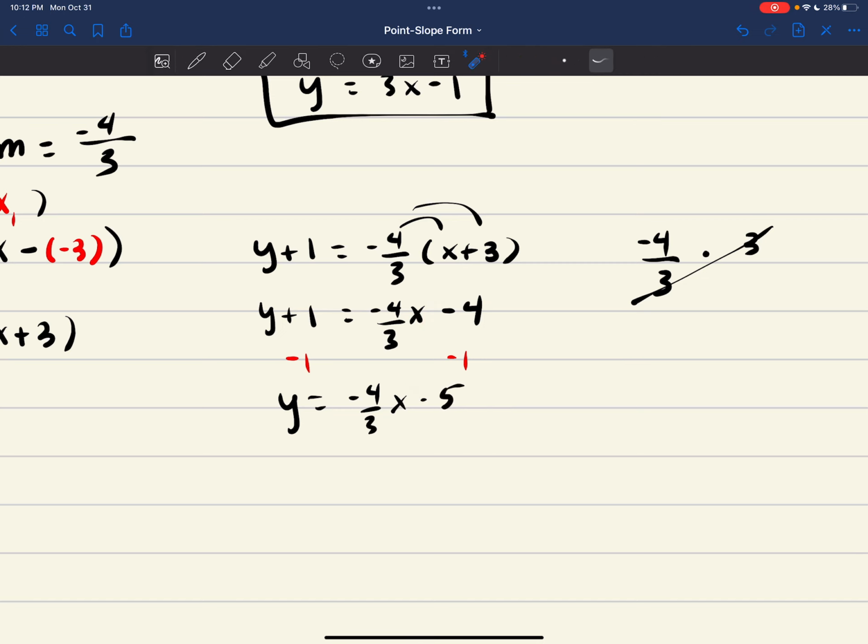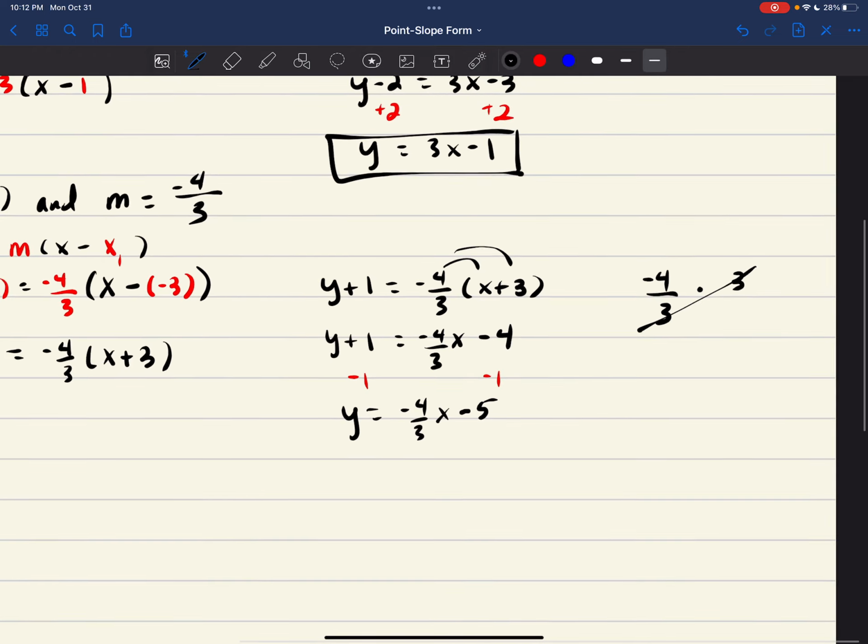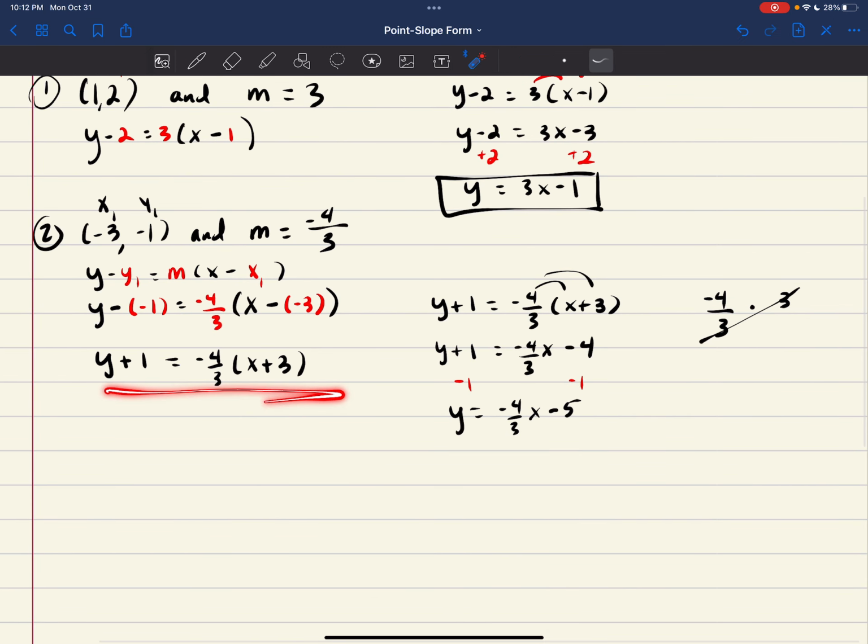Okay? I'm starting negative and I'm subtracting. That means I'm going to get more negative. And if you're having troubles with that, use your calculator. Okay? Use your calculator. And that's it. That's me converting from point-slope form to slope-intercept form.